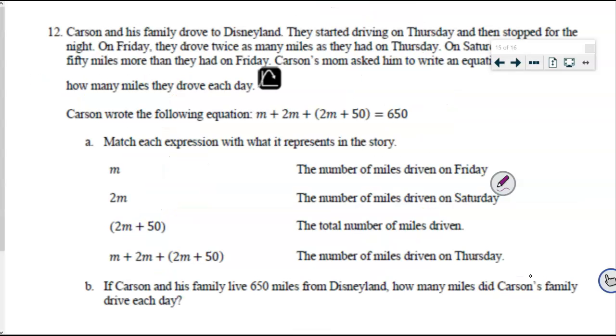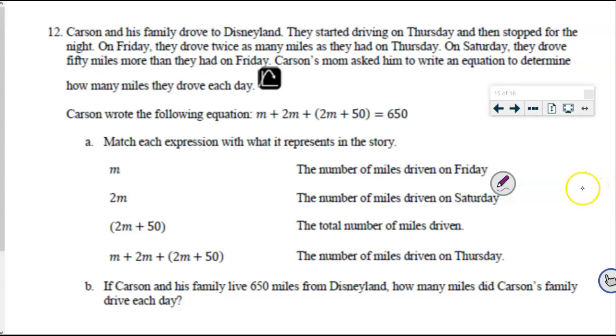And now it's time for a story. Carson and his family drove to Disneyland. They started driving on Thursday and then stopped for the night. On Friday, they drove twice as many miles as they had on Thursday. And on Saturday, they drove 50 miles more than they had on Friday. Carson's mom is a good mom who makes Carson do work on vacation. And Carson's mom says, hey, write an equation to determine how many miles we've driven each day. This is what Carson wrote. M plus 2m plus 2m plus 50, and it is equal to 650.